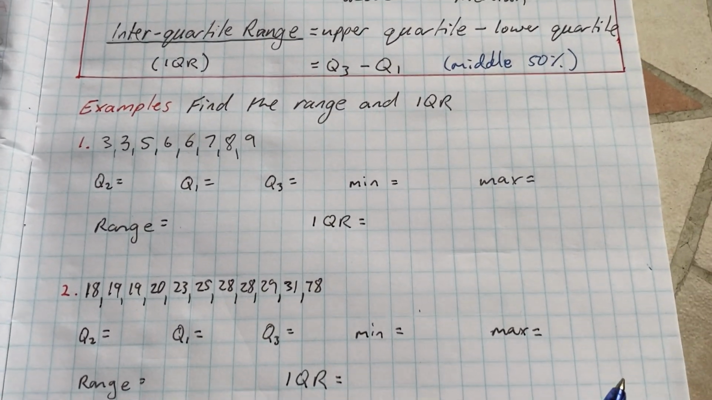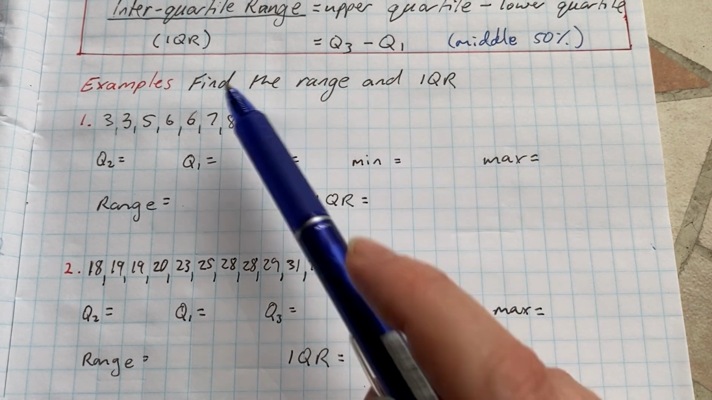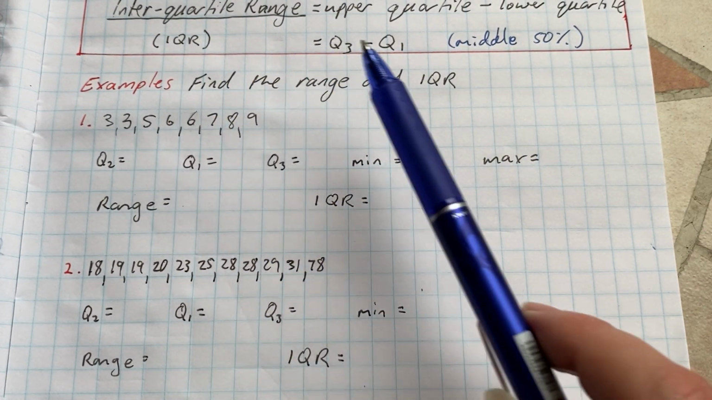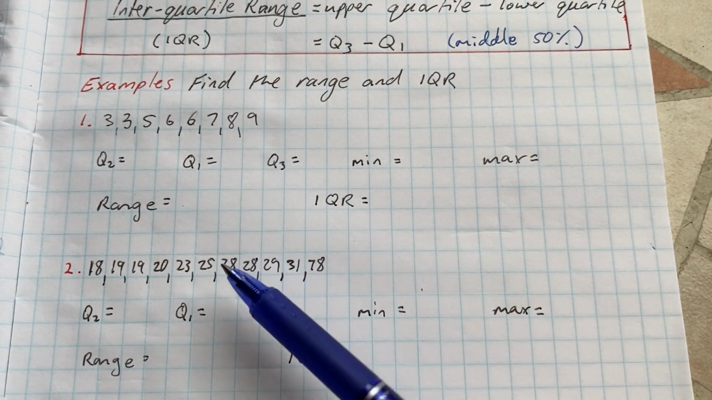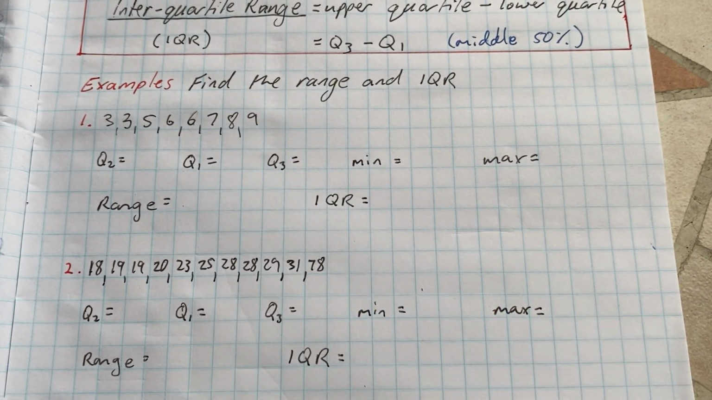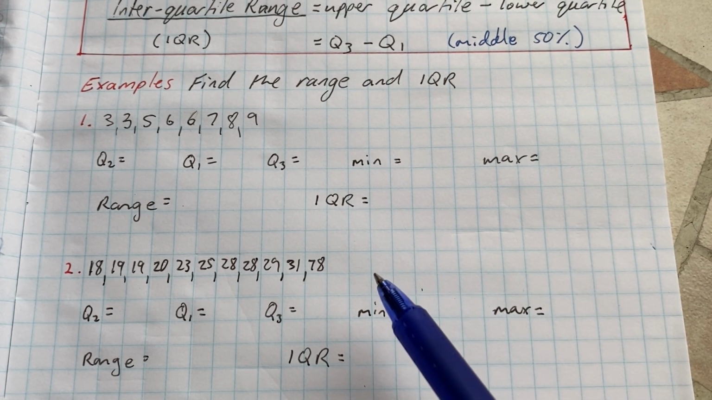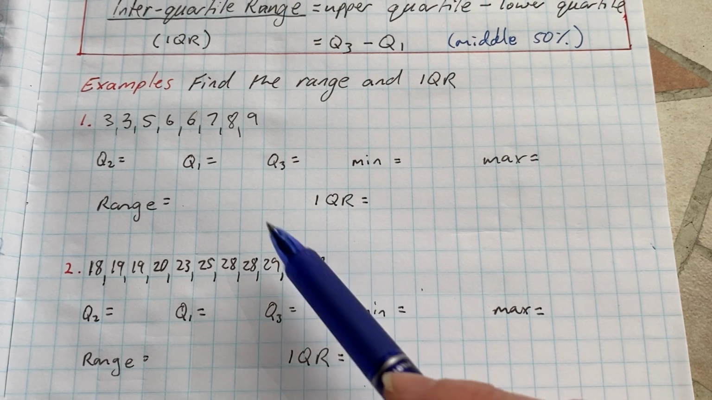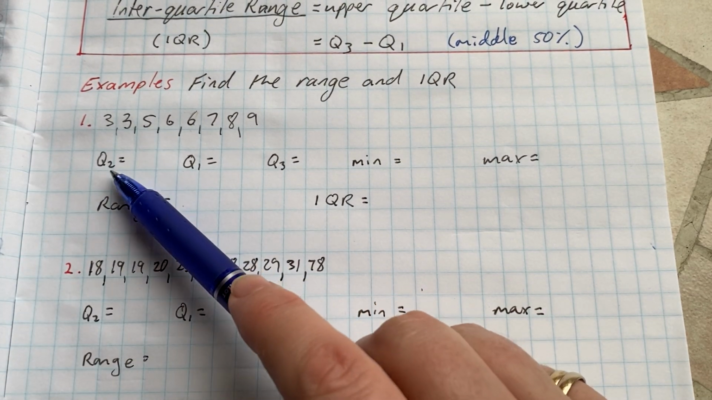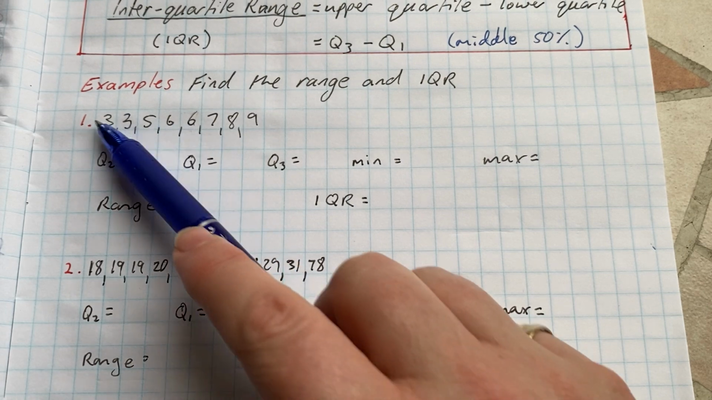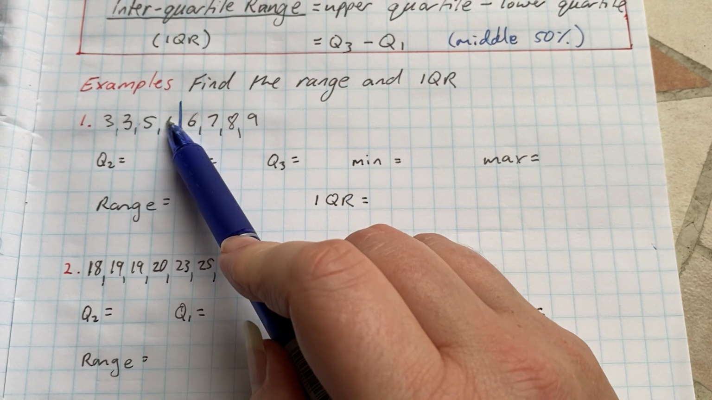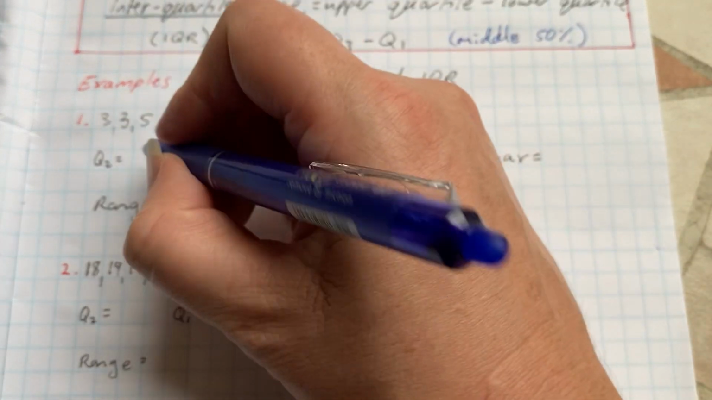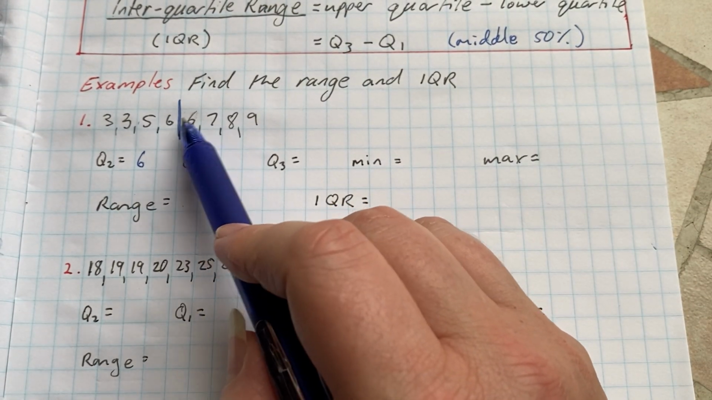So here are a couple of examples. Now I've given this data to you in order in both sets, so you do not have to order them. If you were given them out of order, you would need to do so. Now the trick here is to start from the middle and work your way out. You're much less likely to make mistakes that way. So Q2, our median, is the middle number. Now I have 8 numbers here, so let's divide them into 2 groups. So our median is halfway between 6 and 6, which is just 6. The average of 6 and 6 is 6.